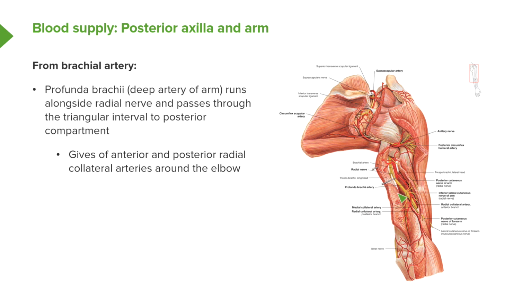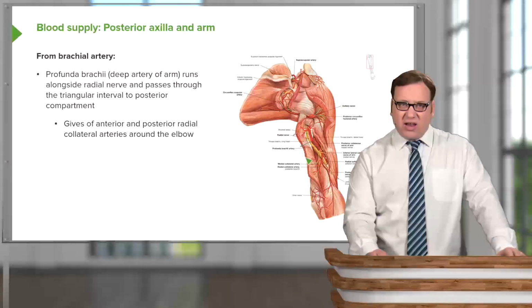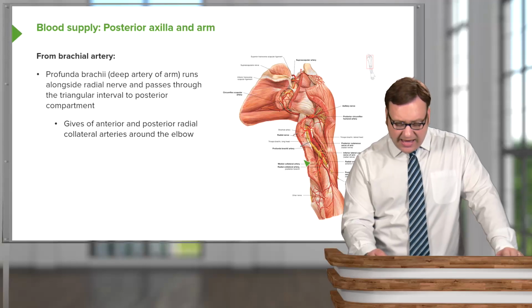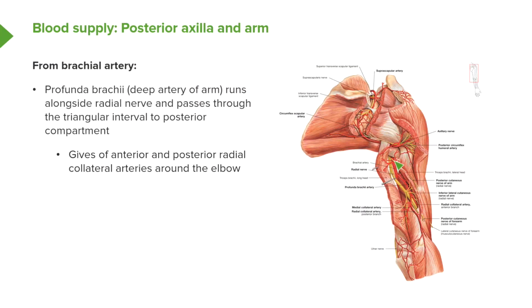If we then look at branches coming from the brachial artery, then the most important one of these is profunda brachii. This is running alongside the radial nerve, and they leave the axilla by passing through the triangular interval, into the posterior compartment of the arm. They enter the posterior compartment of the arm by running through the triangular interval. We can see the triangular interval here. As the profunda brachii runs down between the medial and lateral heads of triceps brachii, we can see it here. It gives rise to a series of collateral arteries.